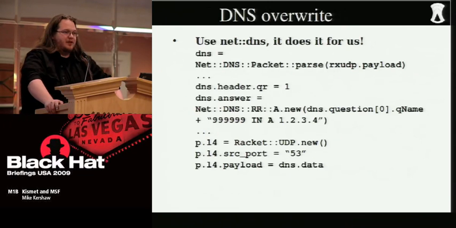So, overwriting DNS. Yeah, that's pretty much the entire code with a little bit around it. It's really that easy. The Ruby Net::DNS module does it for us. Grab the payload, grab the UDP out of it with Racket, look at the DNS, set the DNS header as a response, give them back their question as an IN A with any IP you want, and there you go.